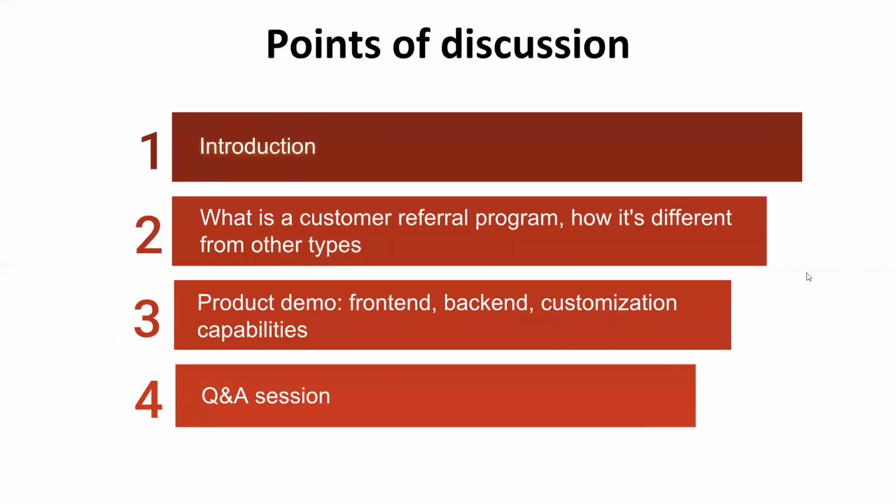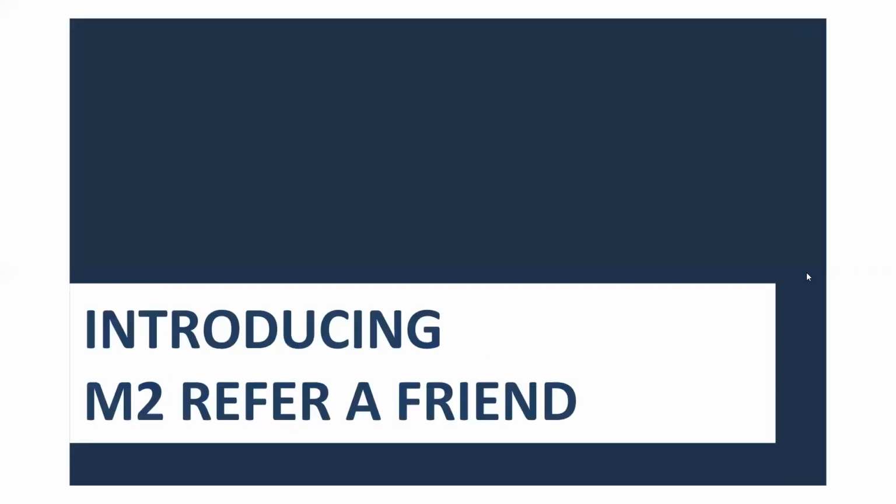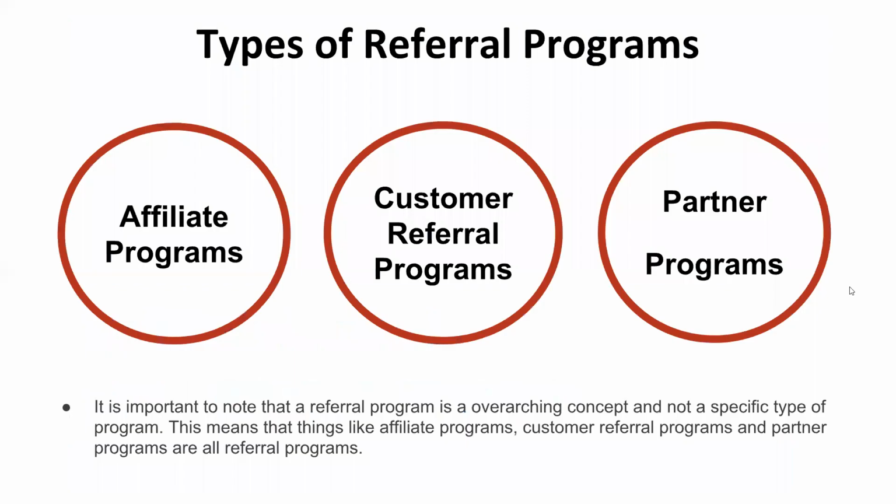So, introducing M2 Refer a Friend. You know there are three types of referral programs: affiliate programs, customer referral programs, and partner programs. And it's very important to know that a referral program is just a general concept and not a specific type of program. So all these programs should be considered just as a general referral program.